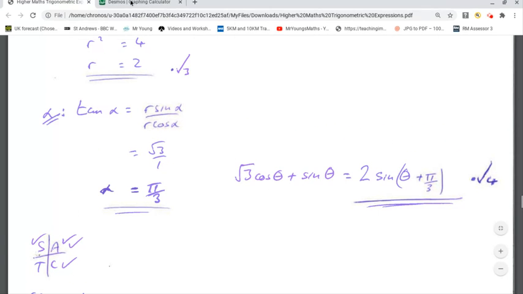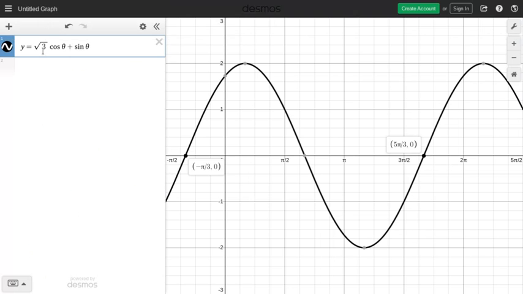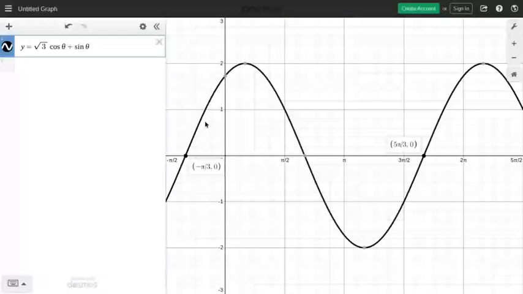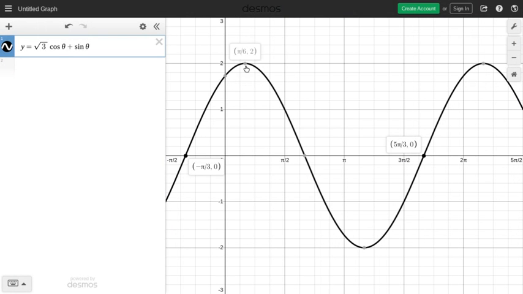It means that root 3 cos theta plus sine theta looks like 2 sine, so a sine curve with an amplitude of 2. There's also been moved pi by 3 radians to the left, which it has been dragged back to the left there.